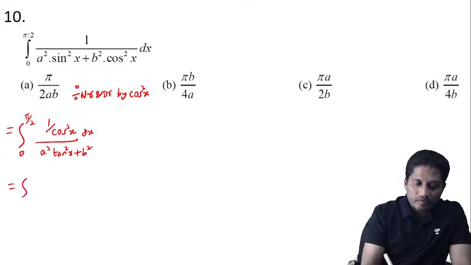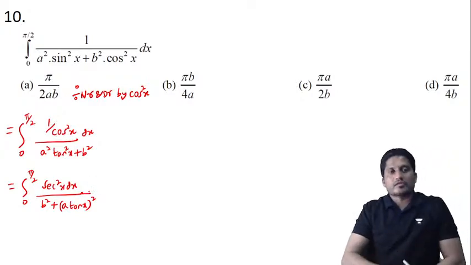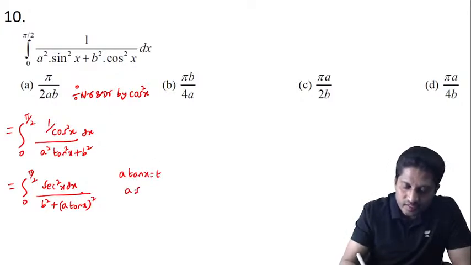This is 0 to pi by 2. 1 by cos is sec, right? So this is sec square x dx divided by b square plus a tan x the whole square. See, I'm going to put a tan x is equal to t. A is a constant. Differentiation of tan x is sec square x dx is equal to dt. And from this I can write sec square x dx is equal to dt upon a.